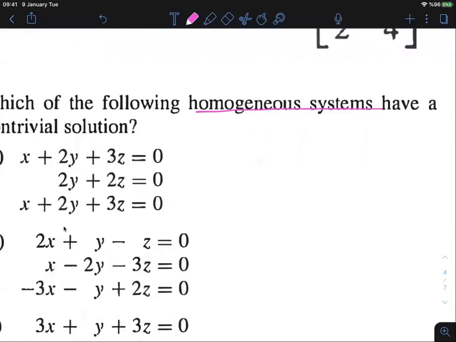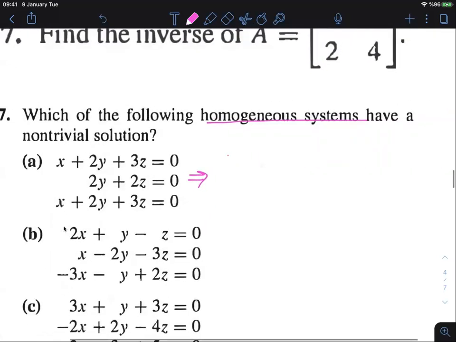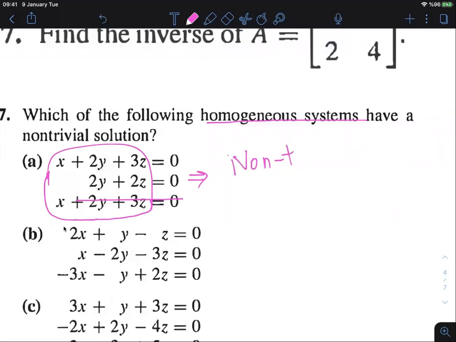You're right. If the determinant is 0, for example, for this one the determinant is 0, right? Because the rows are not independent; they are dependent. This one will have a non-trivial solution because we can eliminate one of these rows. So non-trivial solution means it will have infinitely many solutions.